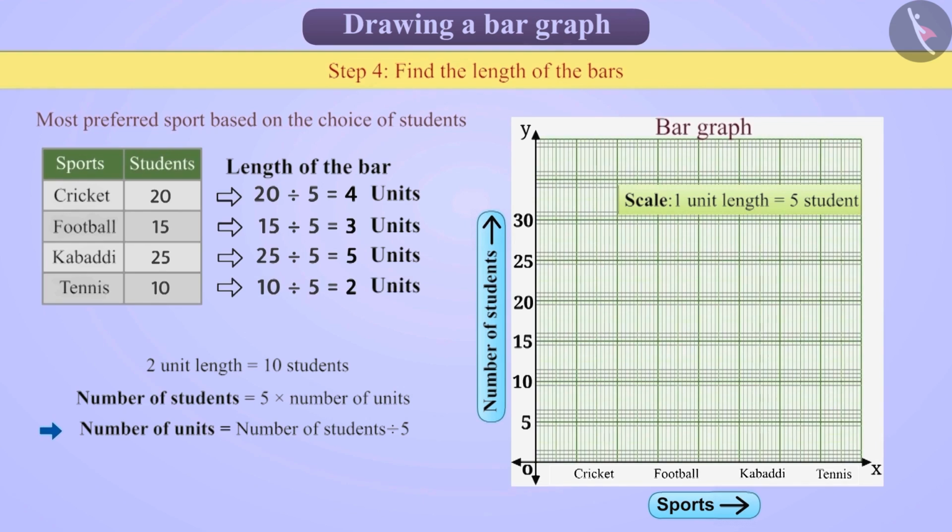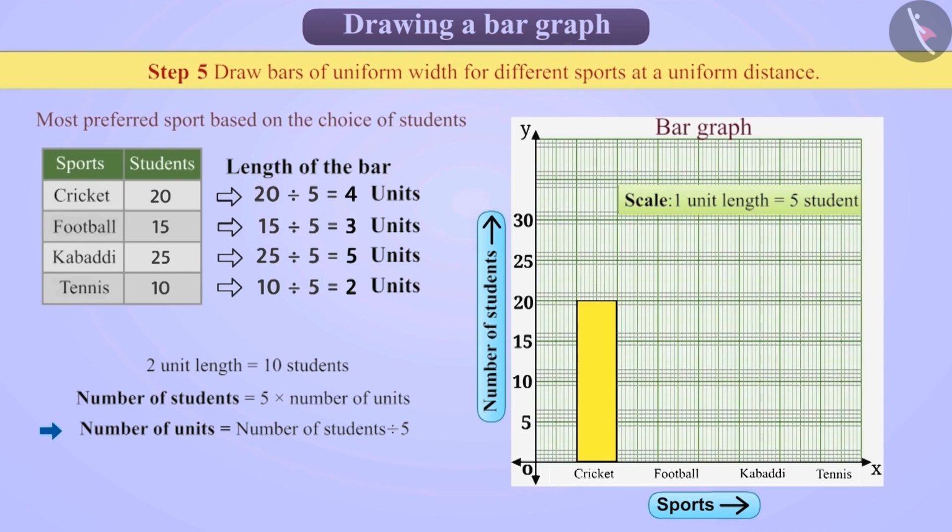Step 5. Now we will draw the bars of uniform width for different sports at a uniform distance. For instance, for cricket, we will draw a bar of 4 unit length. Next, for football, we will draw a 3 unit length bar of the same width, keeping uniform distance. Can you tell us how will we draw a bar for Kabaddi? Think for a while.